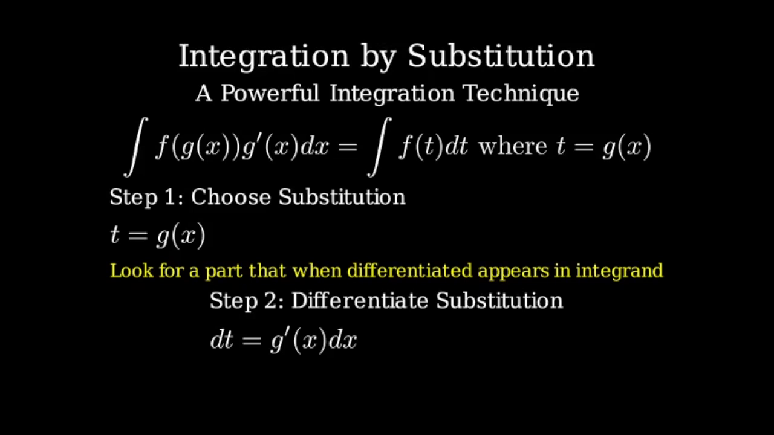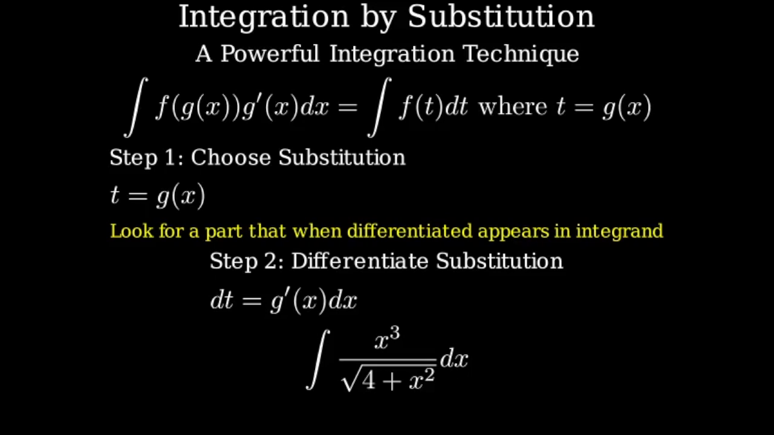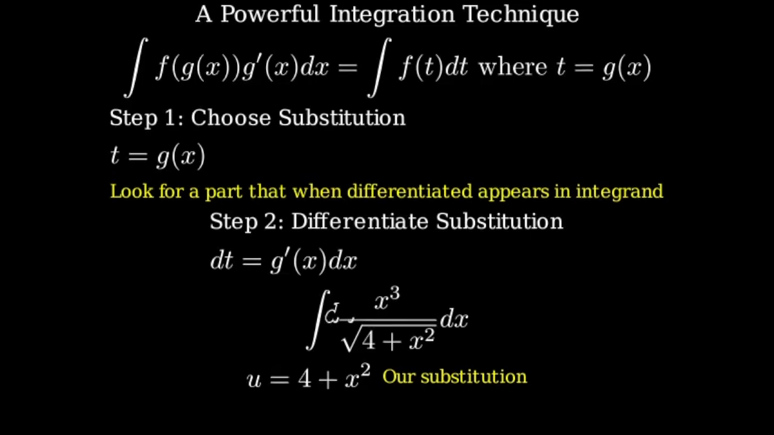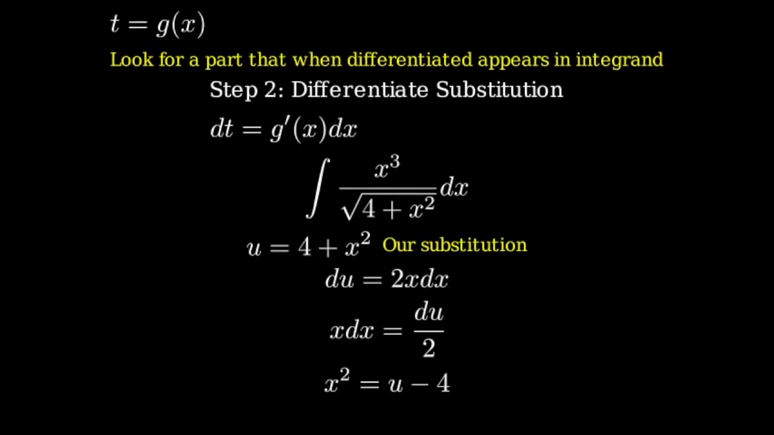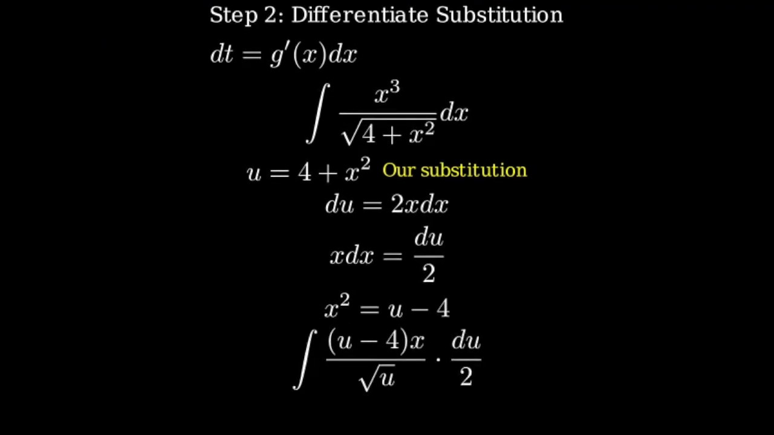Let's look at an example to make this clearer. Consider the integral of x cubed over the square root of 4 plus x squared dx. For this integral, let's make the substitution u equals 4 plus x squared. Then du equals 2x dx, or x dx equals du over 2. Now we can transform our integral. Note that x squared equals u minus 4. Substituting these in, our integral becomes the integral of u minus 4 times x over square root of u times du over 2.